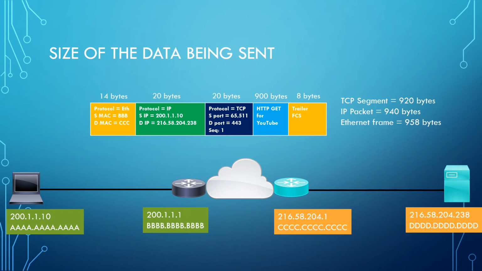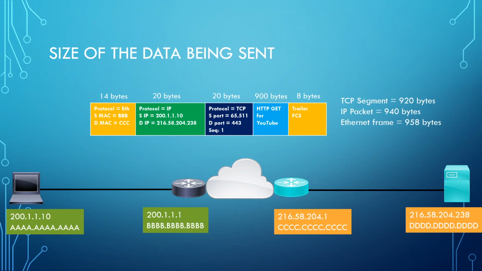It's going to be the original data plus the size of the TCP header added on. The average size of the TCP header is usually 20 bytes. An IP packet is going to be the data plus the size of the TCP header plus whatever the size is of the IP header. So in this case, the IP packet is going to be 940 bytes. The Ethernet frame is going to be the original data plus the TCP header plus the IP header plus the size of the Ethernet header and trailer added onto that. So in this case, it's going to be 958 bytes because the Ethernet header and trailer combined is going to be 18 bytes.